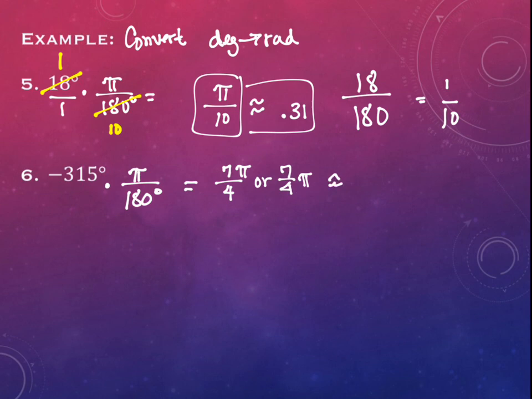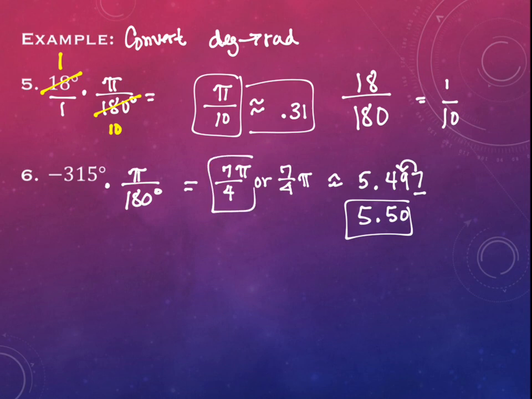If I do this one, 7 pi over 4, I get 5 point 49778. Since it says 497, the 7 is going to round this up, so I'm actually going to get 5.50, because the 7 is going to round the 9 up to a 0, 5, and so forth. So I have 5.50 and 7 pi over 4. Some directions will tell you to leave them in pies only. Some will tell you to turn them into decimals. Some will tell you to do both.